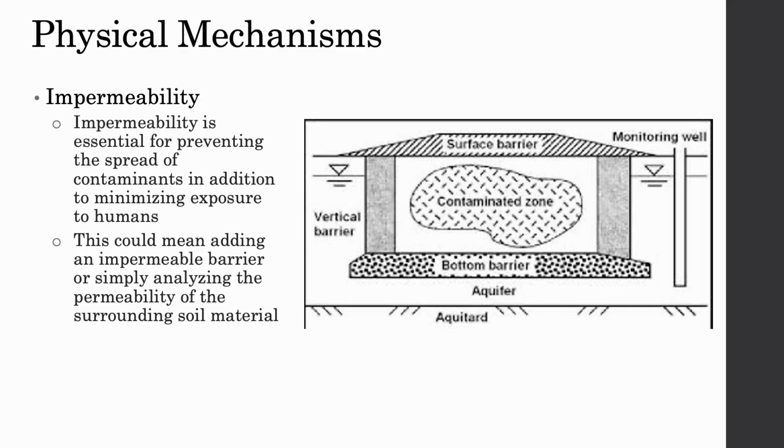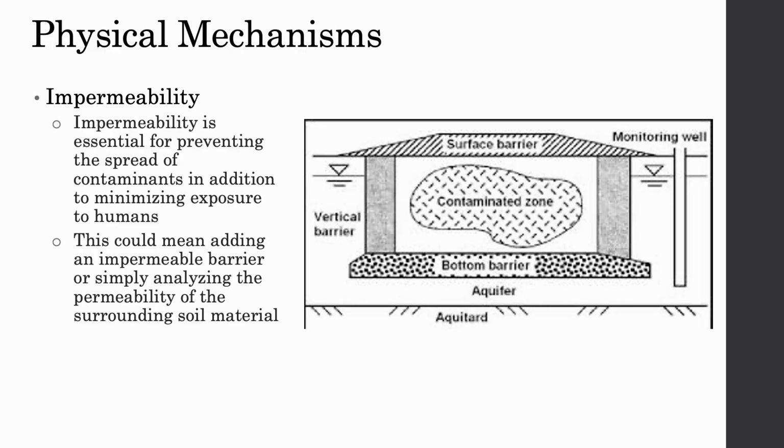So starting off with physical mechanisms, the first one is impermeability. Impermeability is vital to containment because it's essential for preventing the spread of contaminants through both soil and groundwater, in addition to minimizing the exposure of these contaminants to humans. This doesn't always mean the impermeability of these barriers that we can see in this photo. In this diagram, you see the containment zone, or where the contaminants are, and then surrounding it are all of these barriers that are meant to keep those contaminants in there.